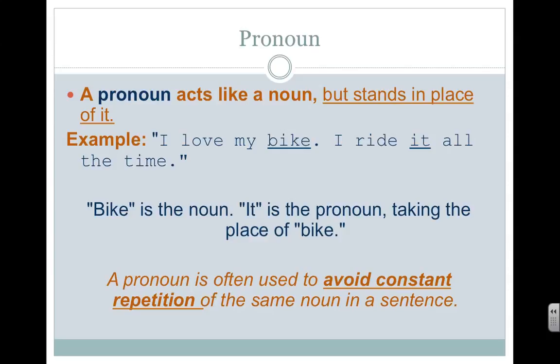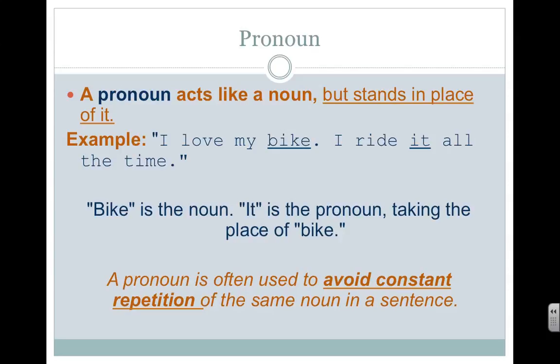For example, let's take a look at my definition of pronoun. I said a pronoun acts like a noun, but stands in place of it. "It" is a pronoun here. If I didn't use it, my definition would read, a pronoun acts like a noun, but stands in place of a noun. Well, that sounds kind of silly.